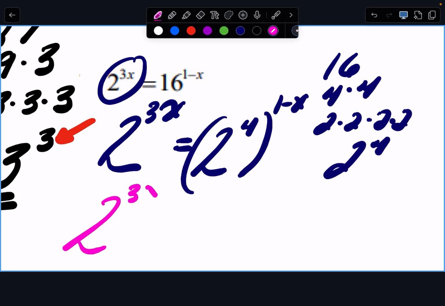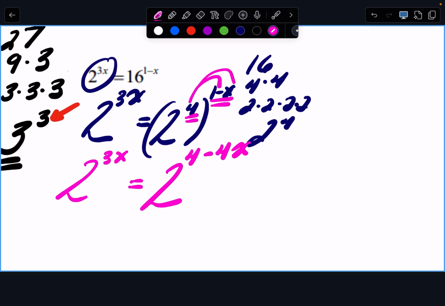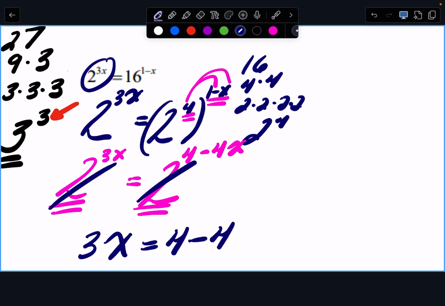So then you would say 2 to the 3x equals, raise a power to a power and you multiply. Make sure you distribute the 4. So that'd be 4 minus 4x. And now that it's base 2, you can ignore the base. Ding, ding. And then you would just solve your exponent.